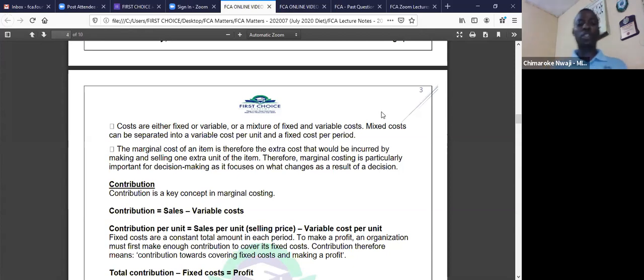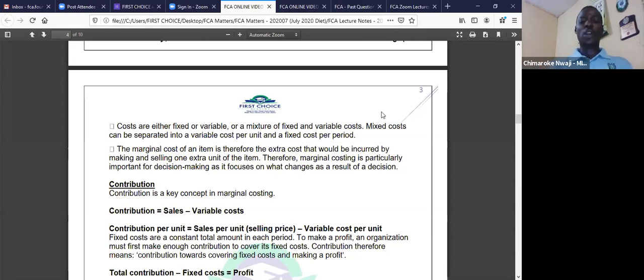What is contribution? Contribution is simply your total sales minus your total variable cost. We can say your total sales minus your total marginal costs. Now, we can either do this in total terms or we can do it in per unit terms. So contribution per unit is equal to sales per unit, which we call selling price, minus variable cost per unit, which will give you contribution per unit.